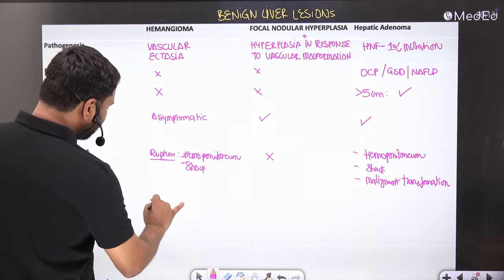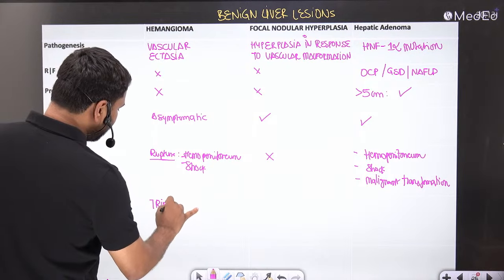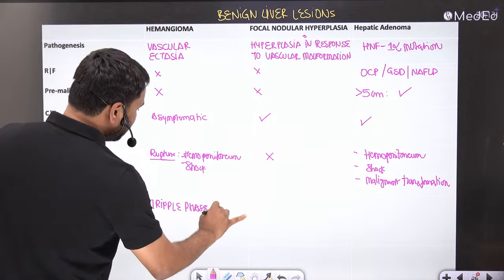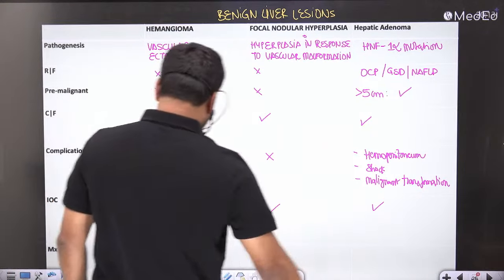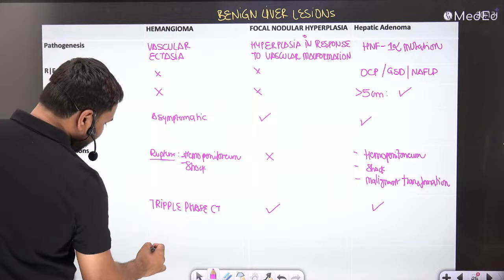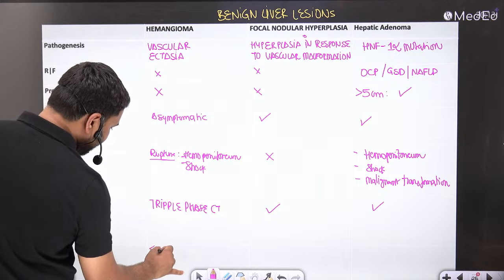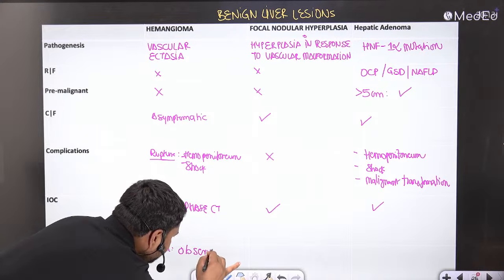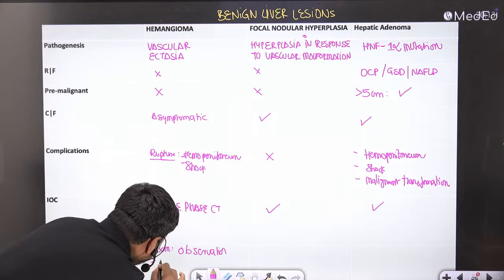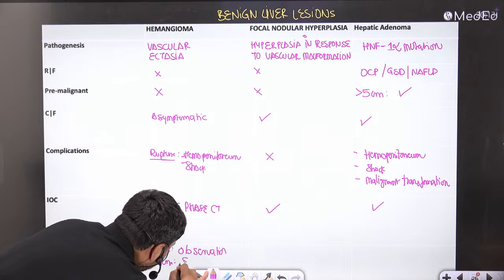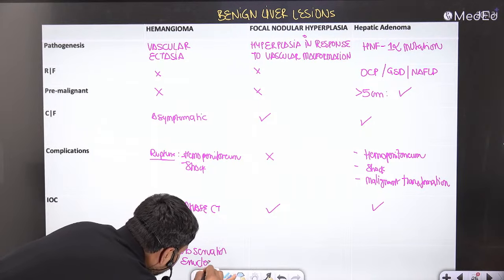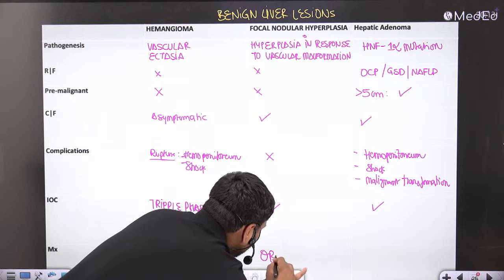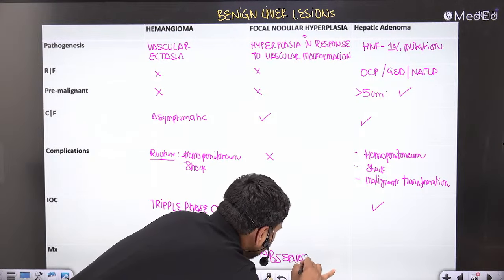Investigation of choice for all three of them is going to be your triple phase CT. Hemangioma of the liver less than 5 centimeters, you can leave it. That is observation. Greater than 5 centimeters, you have to remove it. So here we do enucleation. Here it is only observation. You don't need to do anything.